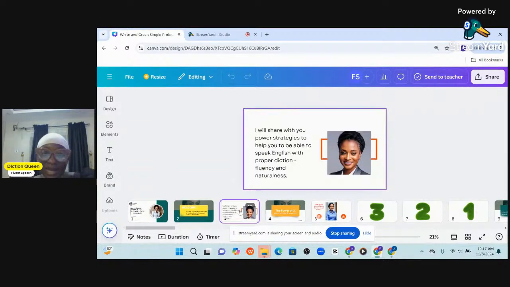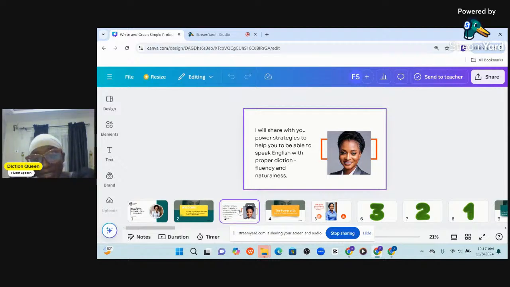Tonight I will share with you power strategies to help you speak English with proper diction. When I say proper diction, it doesn't mean faking your accent. Proper diction doesn't mean talking through your nose or sounding like someone else. Instead, proper diction means pronouncing English words the way they should be pronounced using your natural accent.